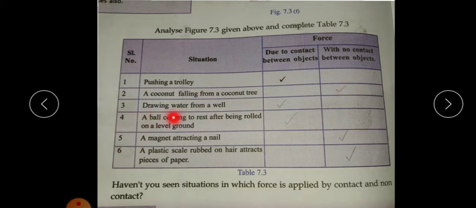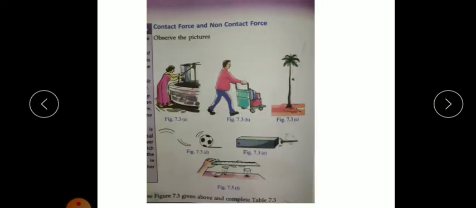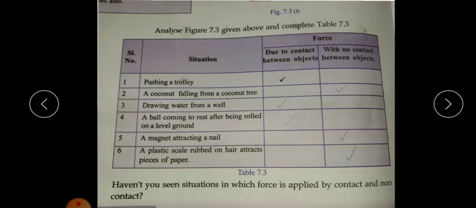Then drawing water from a well. So here you can see she is drawing water from the well. So here she is applying a force on this rope by touching it. So this is a kind of contact force. So she is applying a muscular force on this rope for pulling this bucket. So this is a kind of contact force.